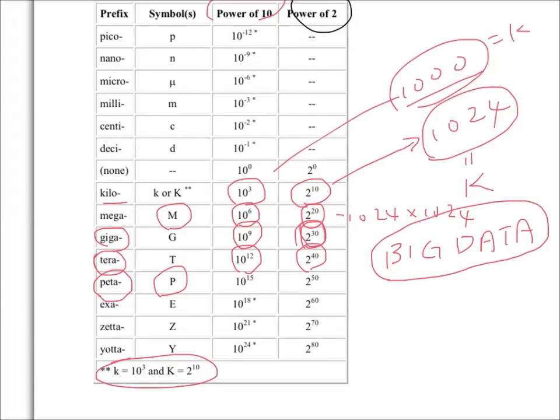So peta is 1000 times a tera, or 2 to the 10th power times tera in case of using base 2. And then 1000 times peta is exa, or 2 to the 10th power times peta is exa. So I want you to remember these symbols, and also the size of those symbols. So K, kilo, mega, giga, tera, peta, and exa.